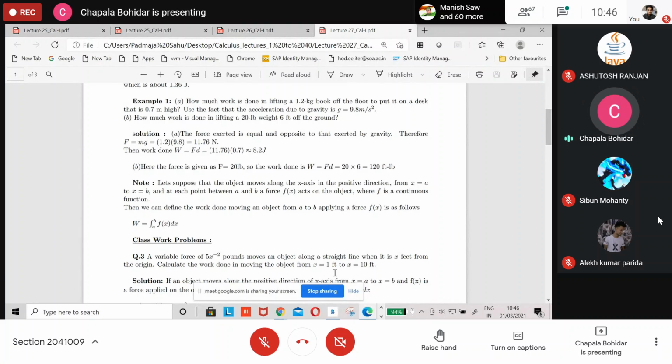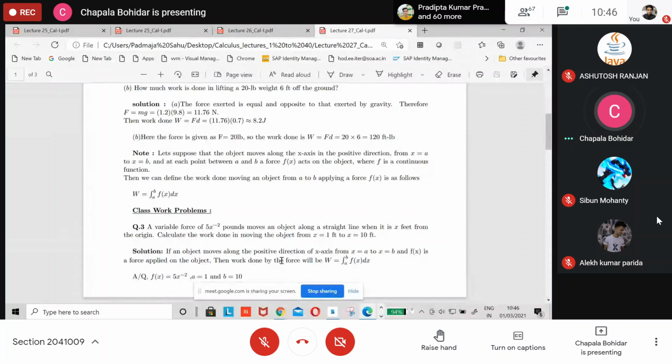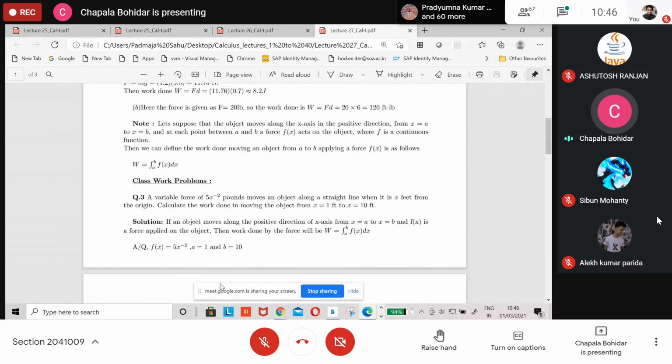Is this function continuous over this interval or not? Tell me first, according to your definition. Yes, ma'am. Okay, it is continuous. So what will we do? Integration from 1 to 10 of 5 x to the power minus 2 dx, to find the work done. W is equal to, so here it is. See.